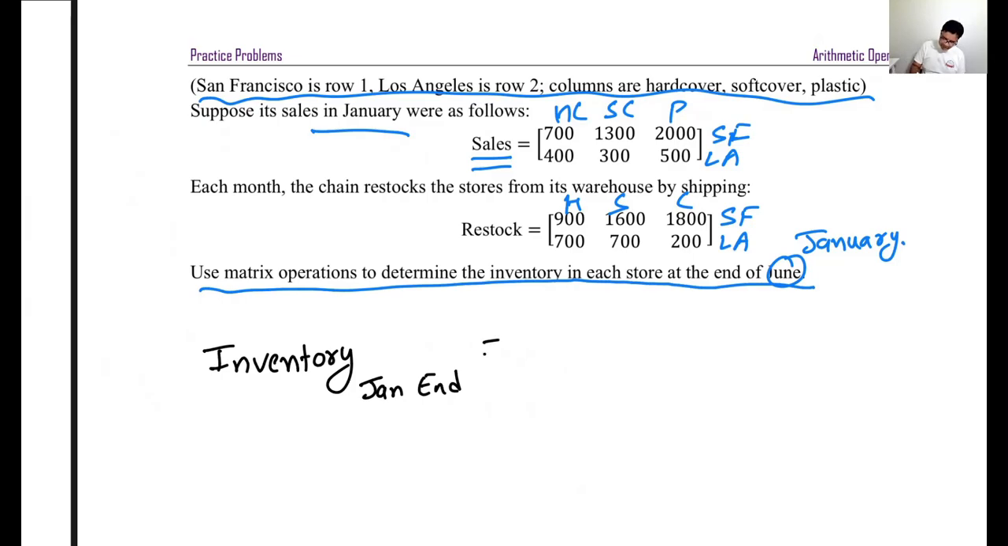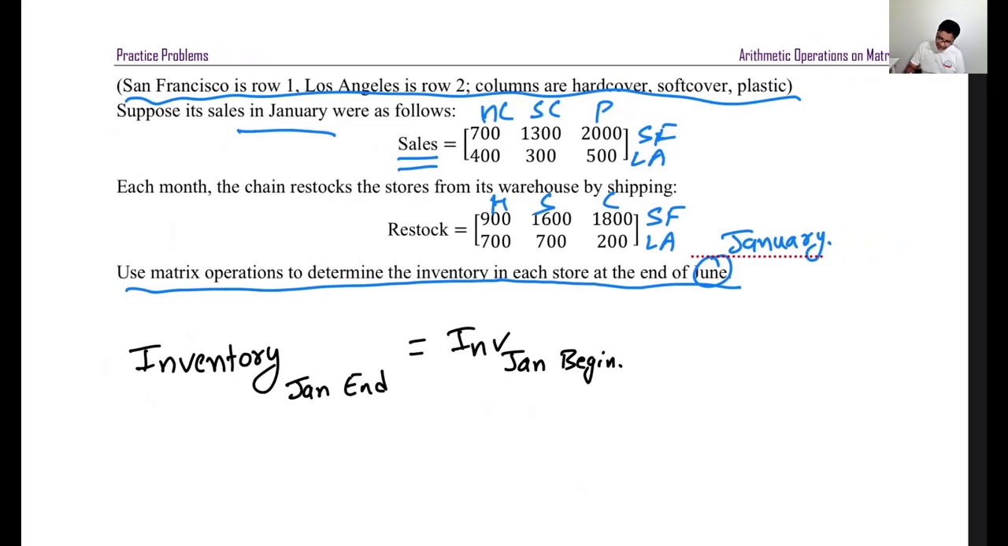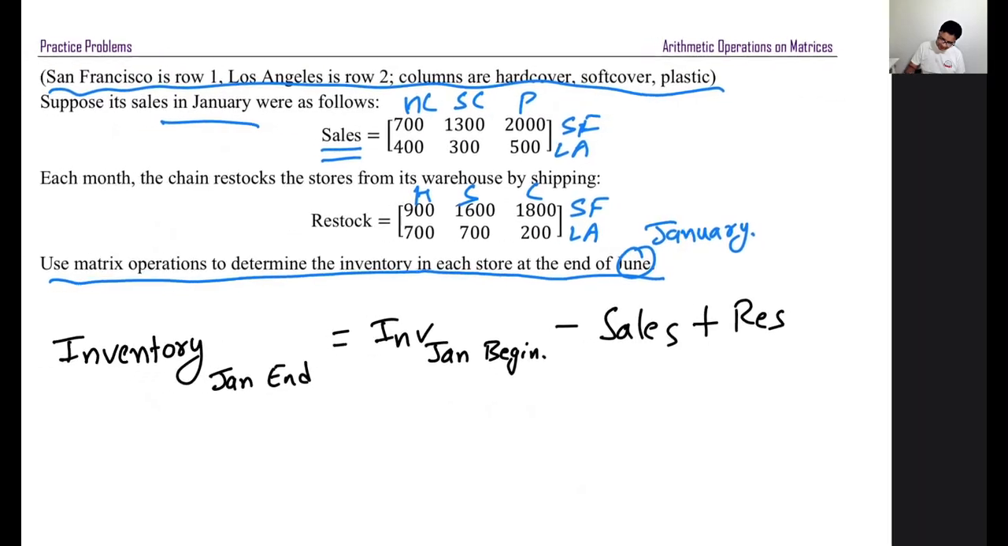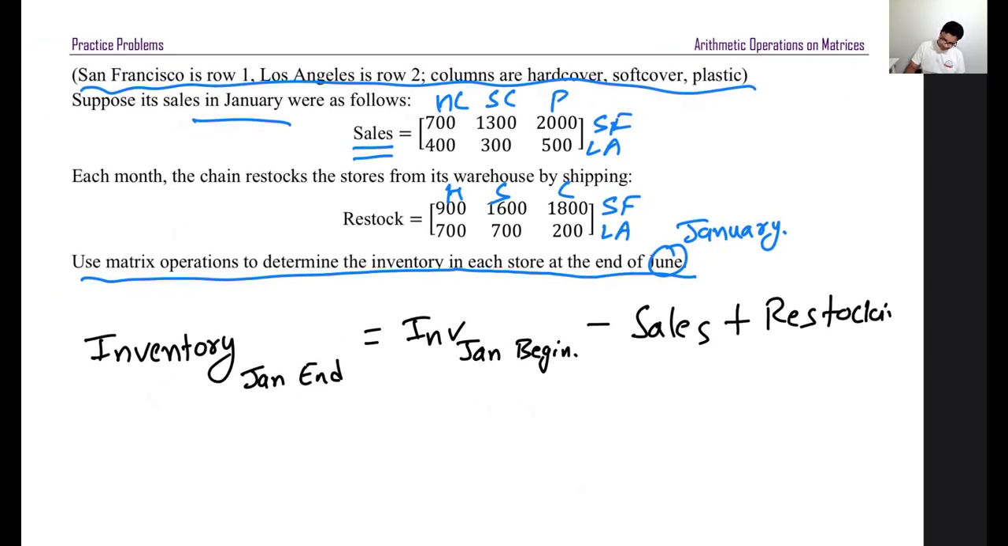will be, now I have to use shortcuts: inventory at the January beginning, minus sales, plus restockings. Right? So the three matrices you are going to add and subtract in this way. Do that and check your work with me.